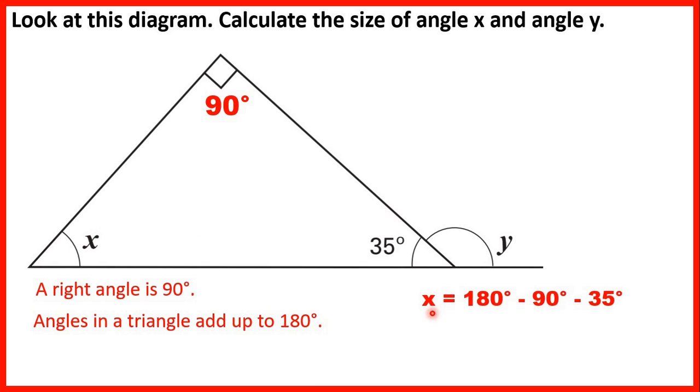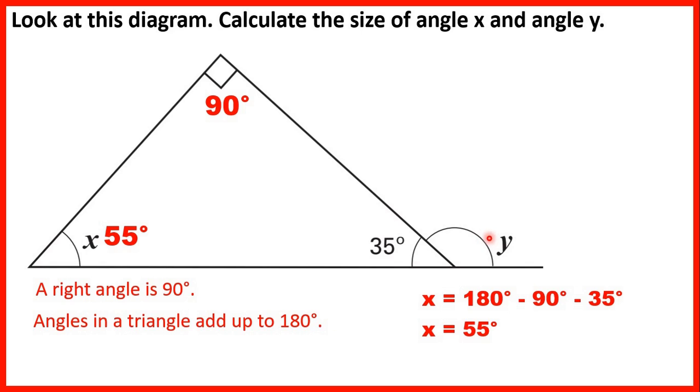So to find angle X, we can subtract the angles that we have. We have 90 and 35, so that's 125 altogether. And if we take that away from 180, we get 55 degrees, so that's the size of angle X, because 55 plus 35 plus 90 is 180, and the angles inside a triangle always add up to 180 degrees.